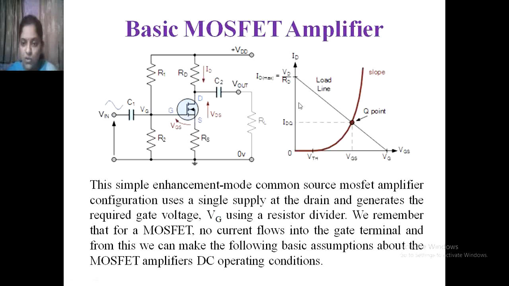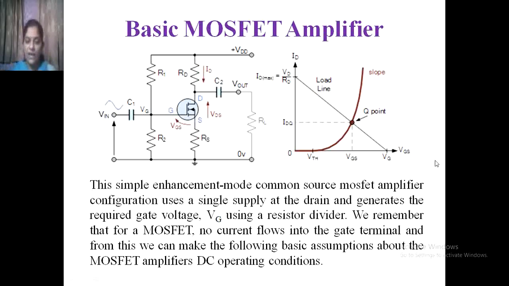See here also ID versus VGS, where the current will start flowing through the device when VGS is greater than VTH. This is the Q point. ID is at its maximum here. So the ID at Q and the VGS value are noted here. This is nothing but the load line, with the Q point on it.